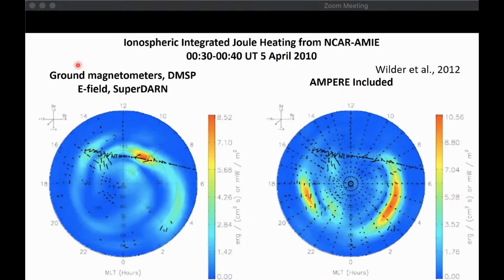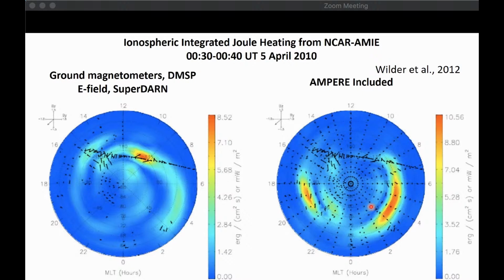This is an example from Wilder where they used ground magnetometers, DMSP electric fields, and SuperDARN, and then derived what the Joule heating was for this particular time during the April 5th, 2010 interval. And then what they did is they added in the estimates for the field line currents, with the magnetic perturbations from the Iridium constellation as served by AMPERE. And the distribution for the Joule heating changed dramatically.